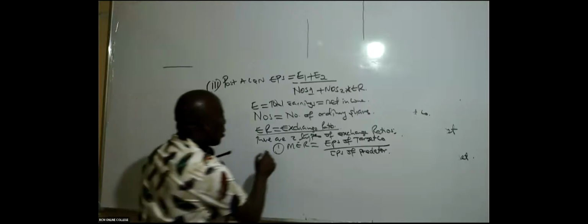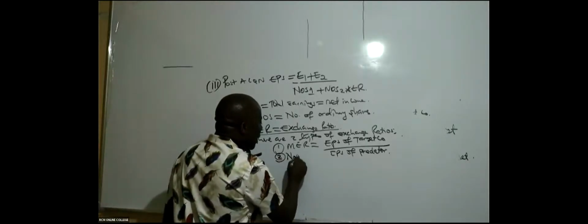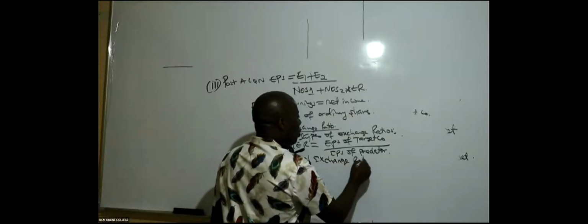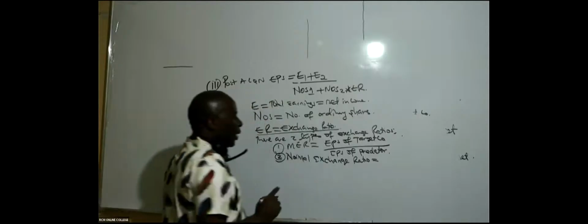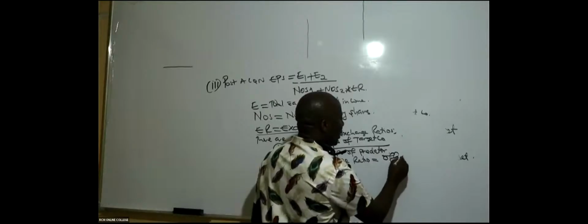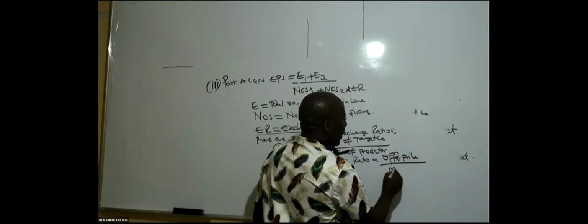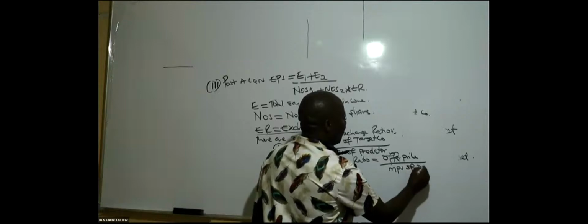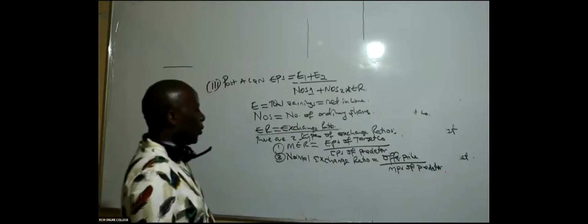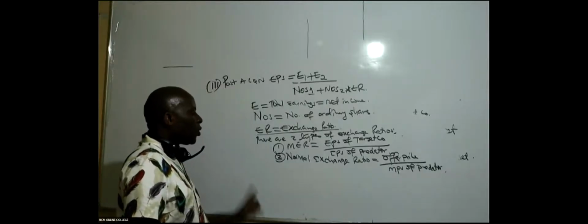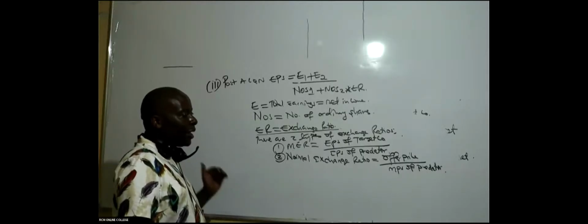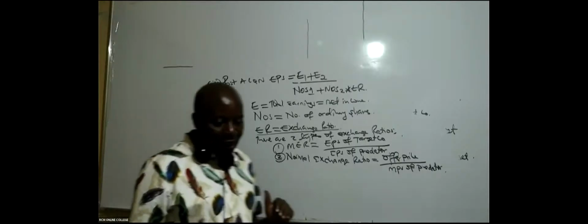And then number 2, we have our normal exchange ratio. How do we get this normal exchange ratio? To get the normal exchange ratio, we take the offer price over the MPS of the predator. This normal exchange ratio we get by taking the offer price divided by the MPS of the predator.